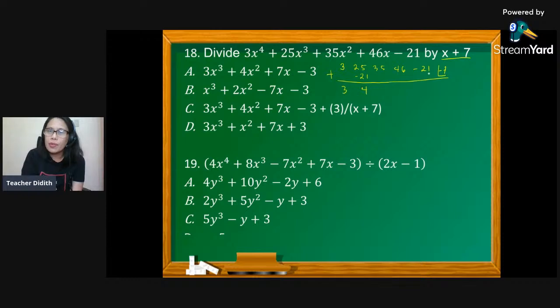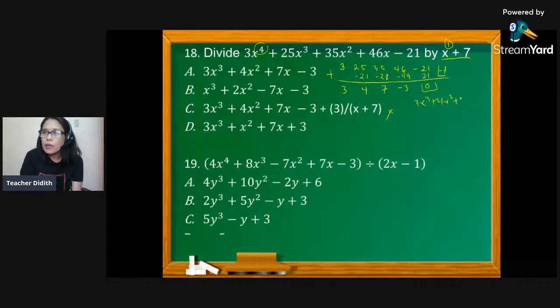So this is 4 times -7. This is -28 plus 35. So we have 7 times -7, -49. And this is -3 times -7, +21. So if this is 0, meaning there's no remainder. So hindi na x na tong si C. And then the answer is actually 4 minus 1 here. So degree 3 yung answer. So possible answer pa rin yung remaining options. But it has to be 3x cubed plus 4x squared plus 7x minus 3.